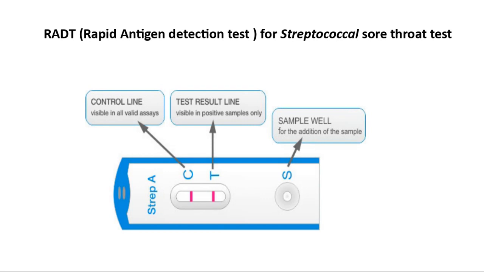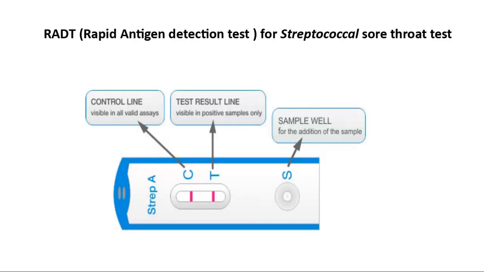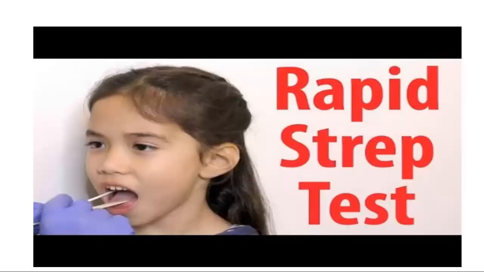If both lines are present, your test is positive as well as valid. If one line is positive and one negative, the test is negative as well as valid. If both lines are not present, it means the test is invalid, so perform again. Please watch all three videos. This video on the rapid strep test will clear your concept, inshallah.